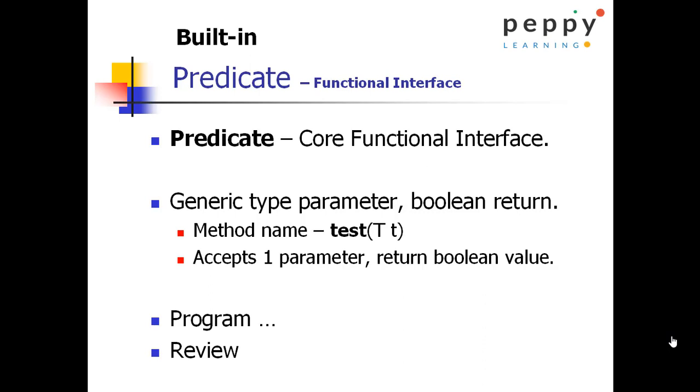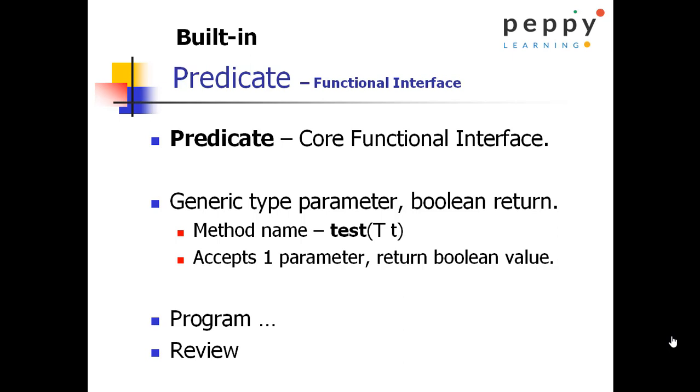In this video, we are going to learn about one of the built-in functional interfaces named Predicate. We know the definition of a functional interface. An interface which has one and only one abstract method, with any number of static or default methods, is called a functional interface. Predicate is one of the core built-in functional interfaces in Java 8.